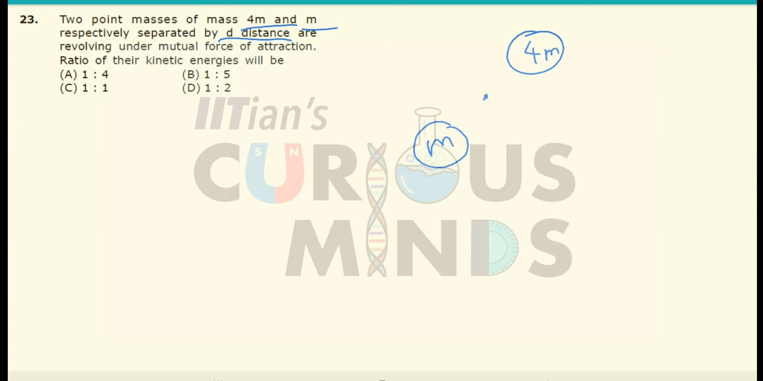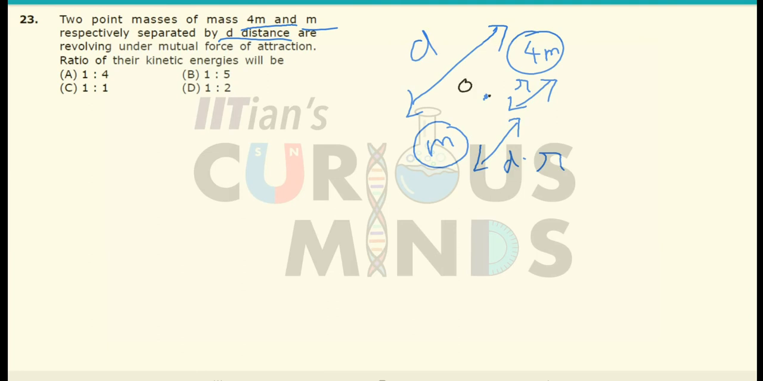Let us say they are revolving around a certain point. Let this distance be equal to r. This entire distance is equal to d, so this distance will be equal to d minus r. So basically, first of all, they are revolving about a certain center that is equal to O.